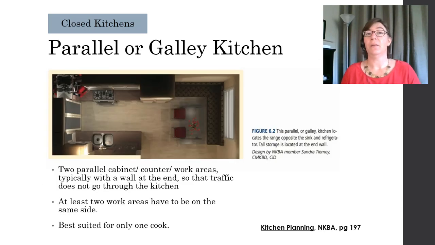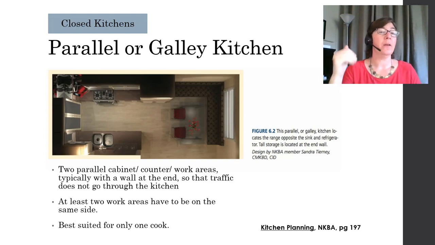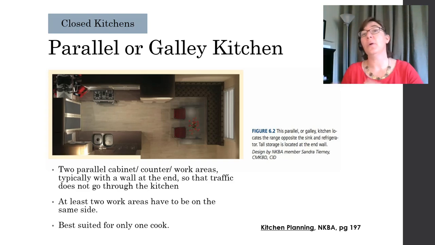Next, we have a parallel, also called a galley kitchen. This kind has two parallel walls. One wall will have one of the three centers, and the other wall will have two out of three centers. They typically are closed at one of the two ends so that traffic doesn't go through. We'll see a corridor kitchen shortly. That's when both ends are open and people can go through. So a parallel or galley kitchen has a closed end. This is one of the smallest and most efficient kitchen types, and it really only works for one cook.